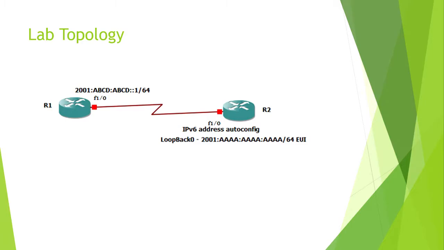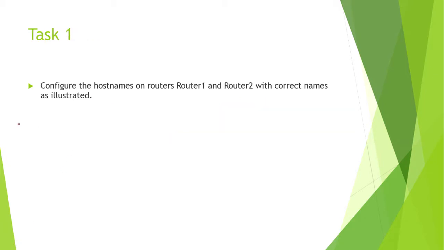And also the lab topology over here is simple. There are two routers. Let me take the simple pen first. Okay, so here we go. The lab topology consists of the two routers R1 and R2 with FastEthernet 1/0 and IPv6 addresses, with one as an auto configuration and the other one is 2001:ABCD:ABCD::1/64. Also, we are going to assign EUI-64 addressing as a loopback address.